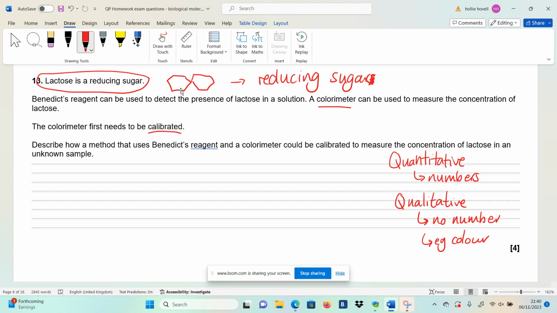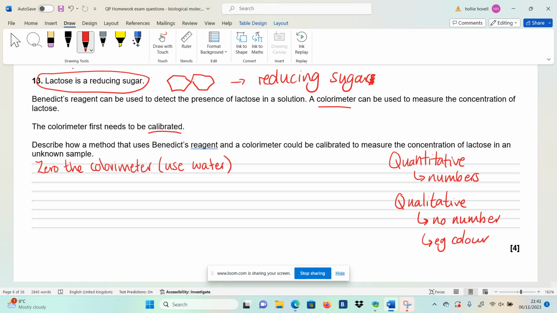So the first thing is understanding obviously how you would test for reducing sugars, but really it's more about the calibration and the colorimeter. Now, hopefully you've used a colorimeter in a different experiment and you can describe how you would use it. So when you use a colorimeter, first of all, you need to zero the colorimeter. And that means using usually water. Okay, so you can use water, and it's just setting what you want zero to be.